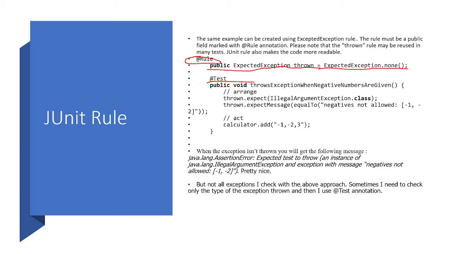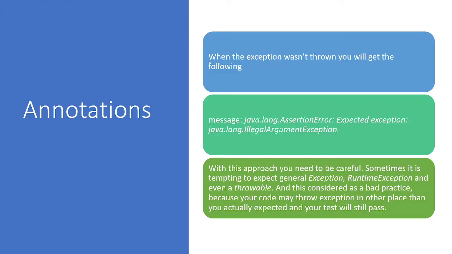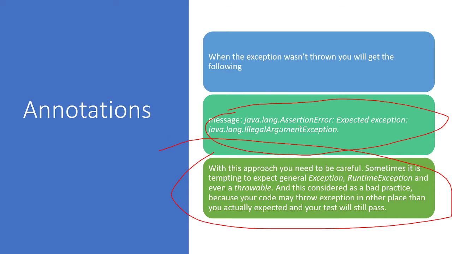But not all exceptions can be checked with the above approach. Sometimes I need to check only the type of exception thrown, and then I use the test annotation. When the exception wasn't thrown, you will get the following message right here. With this approach, you need to be careful. Sometimes it's tempting to expect general exceptions, runtime exceptions, and even throwables, and this is considered a bad practice because your code may throw exceptions in another place than you actually expected, and your test will still pass.